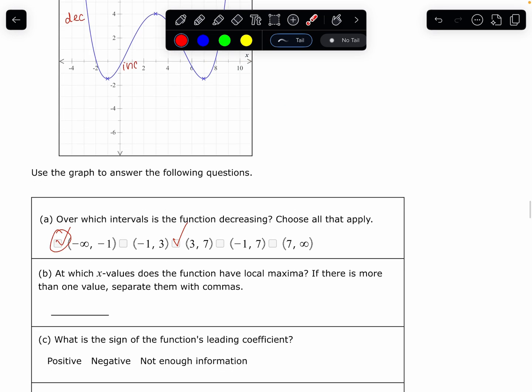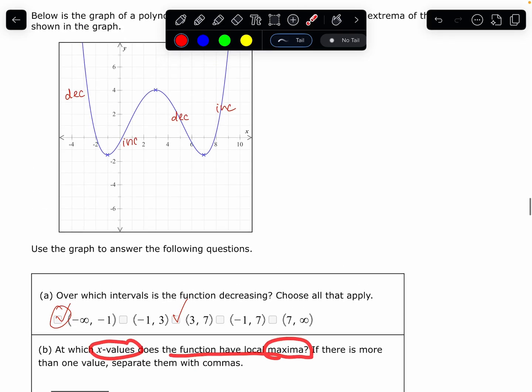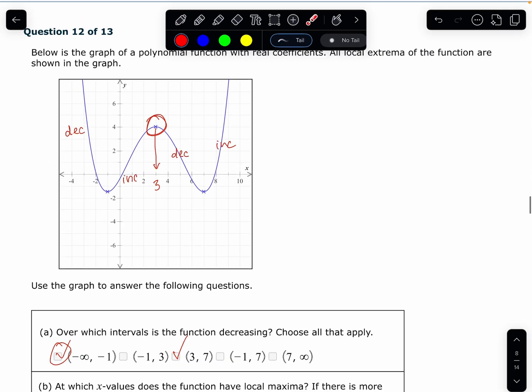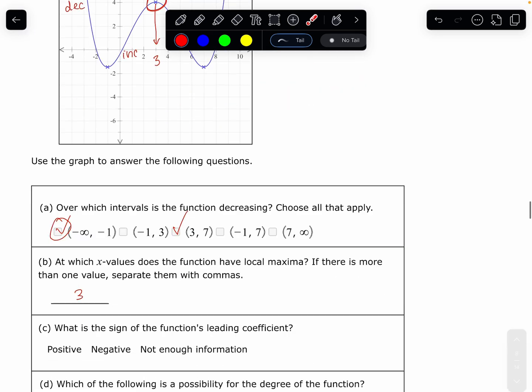For B, at which x values does the function have a local maximum? If I look at this graph, I can only see one maximum, and it's right here. The x value is 3. And what is the sign of this function's leading coefficient? Well, first of all, if I take a look at the degree, since both ends are going up in the same direction, it's got to be an even degree. And if it's an even degree and both ends are going up, then it has to be a positive leading coefficient. So this one's positive.